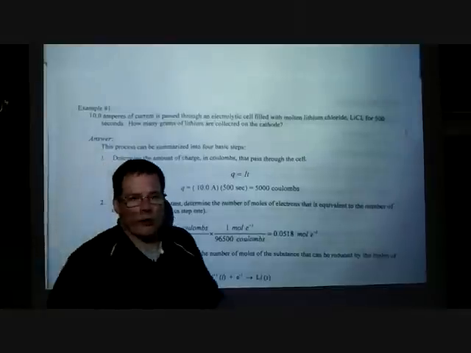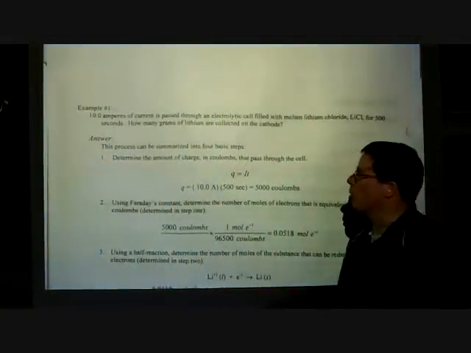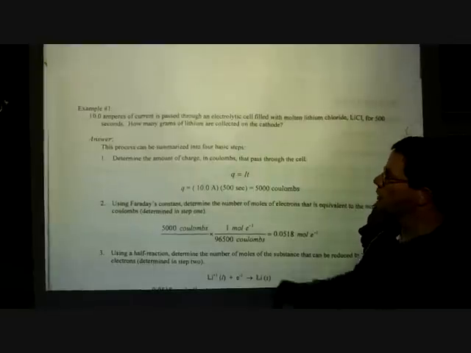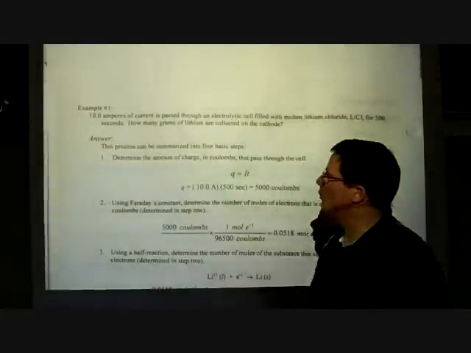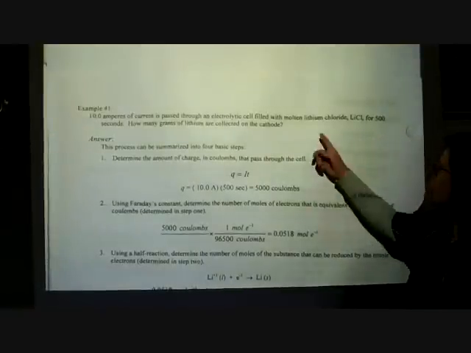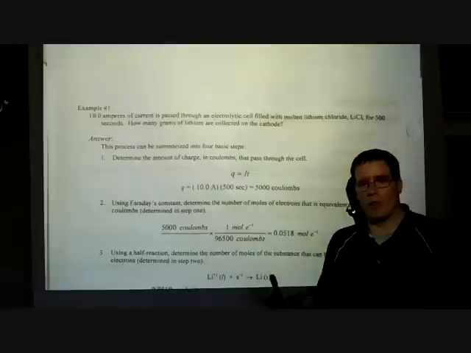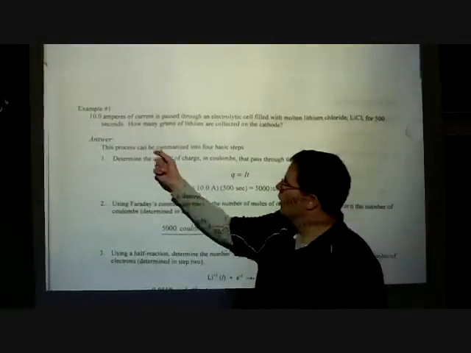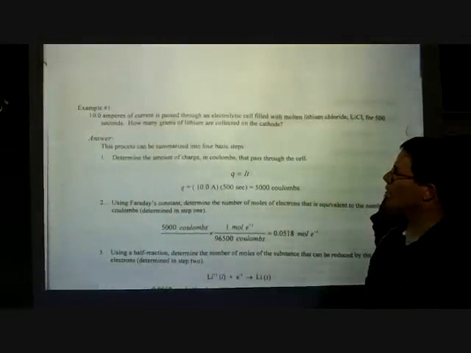We have our three examples, and let me walk through the steps for our first example here. Now, I've already worked it out for you on the example sheets. The question says, example number 1, 10 amps of current is placed through an electrolytic cell filled with molten lithium chloride. Now again, molten lithium chloride means that we have our ions there. For 500 seconds, how many grams of lithium are collected on the cathode?